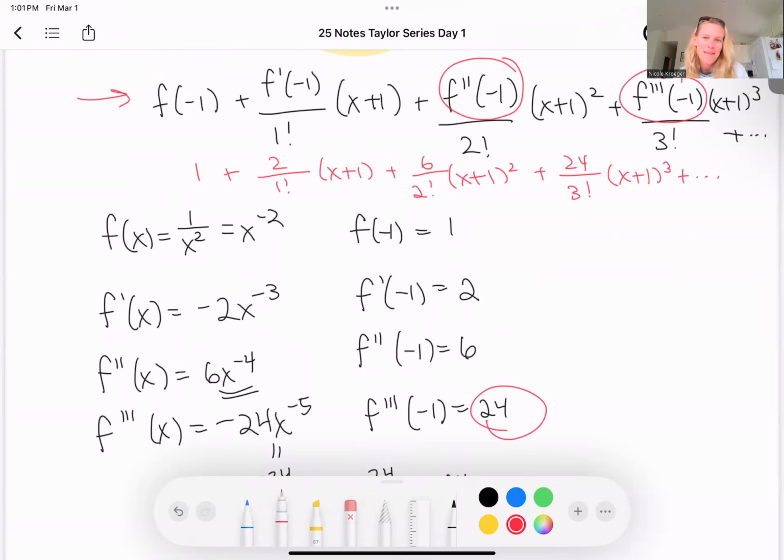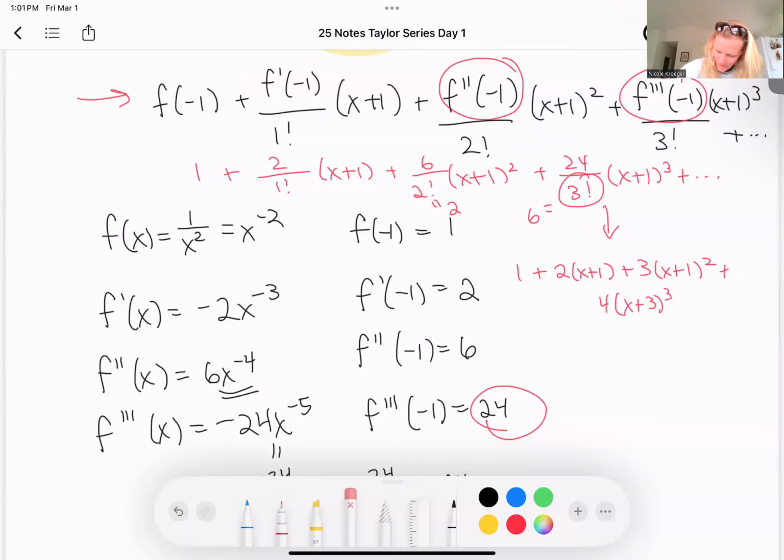Okay, we're going to want to try and find the general term. So let's simplify these expressions. You might be able to find this general term without simplifying, but let me simplify. So this is going to give me 1 plus 2 times x plus 1. 2 factorial is just 2, so 6 over 2 is 3. So I'm going to have 3 times x plus 1 squared. 3 factorial is 6. 24 divided by 6 is 4. I'm going to have 4 times x plus 1 cubed, and so forth and so on.